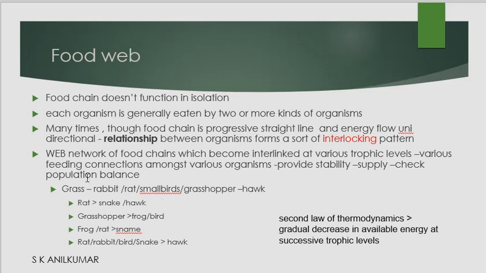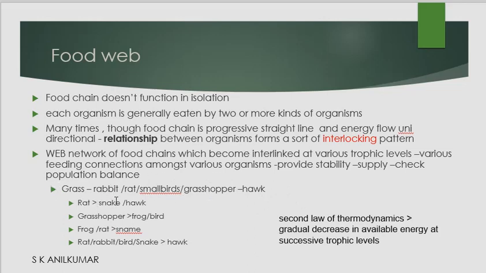Now grass is food for rabbit as well as rat, small birds and grasshopper. But all of these are food for the hawk. Except grass, all these things are eaten by the hawk. Hawk indirectly eats grass, but directly eats rabbit or rat or small bird or grasshopper. All these four eat grass.